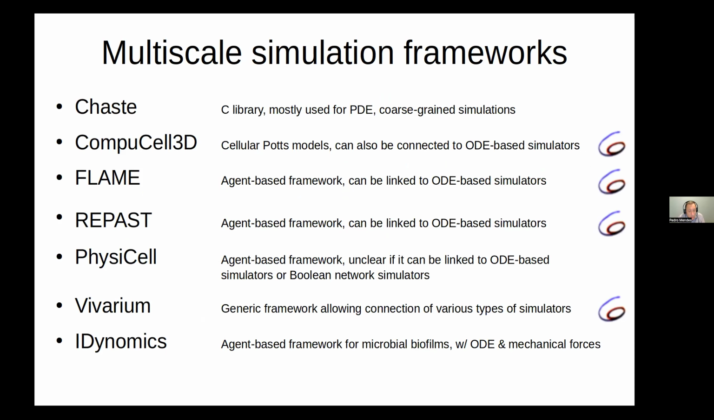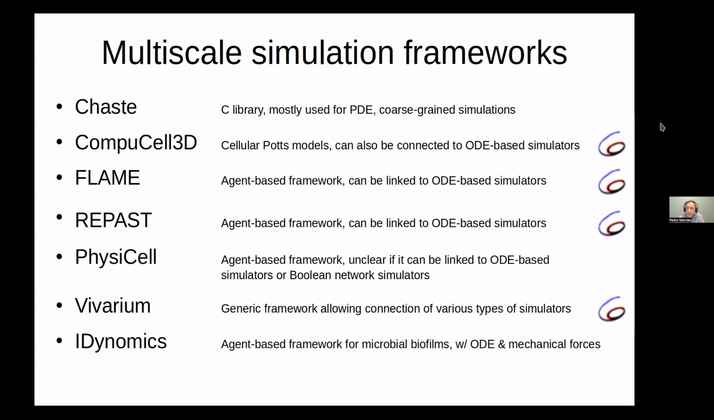So COPASI, even though not being a multiscale simulation approach, it's an ODE or stochastic simulation approach, has, however, been used in the past, coupled with other frameworks to implement models of the kind that I'm describing. So here I'm listing a number of them. This is not an exhaustive list. There's others that I haven't listed here, but these are at least some of the perhaps more popular ones.